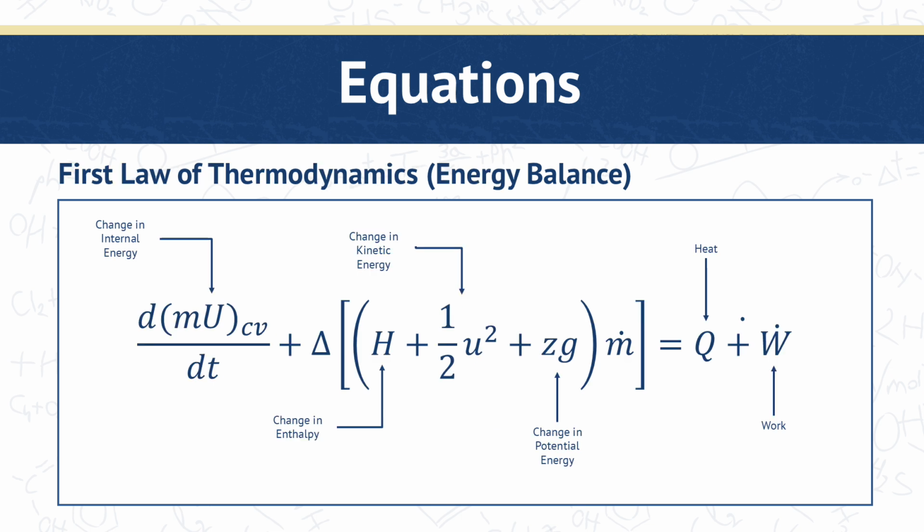The second equation is from the first law of thermodynamics, which is the energy balance. Do not be intimidated by this lengthy equation, since if we break down each component, the first term is the change in internal energy, which is mainly due to the internal conditions of the system. The second term can be divided into three parts. First is a change in enthalpy, second is a change in kinetic energy, and the third is a change in potential energy. And these terms are equated to the heat and the work.